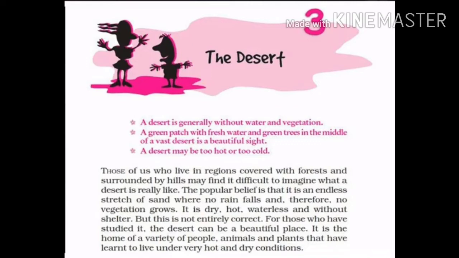Children, I hope you all would have learned about the four types of landscapes in geography. What are they? The desert, grassland, forest and tundra. Today we're gonna learn about the desert detailedly.